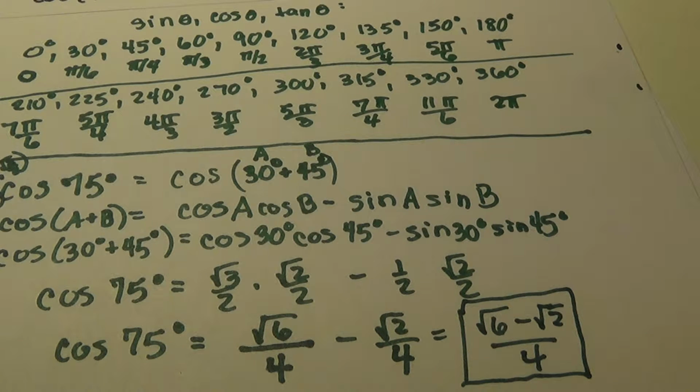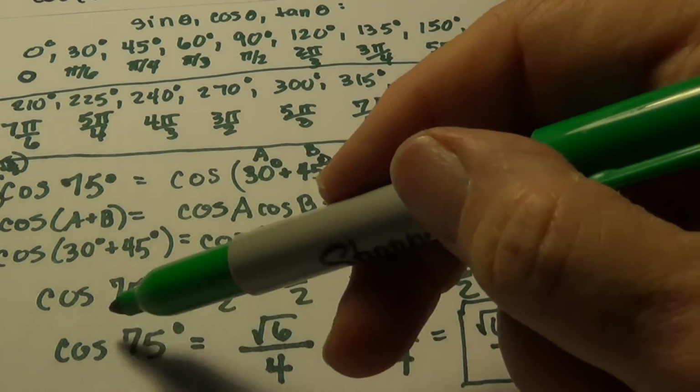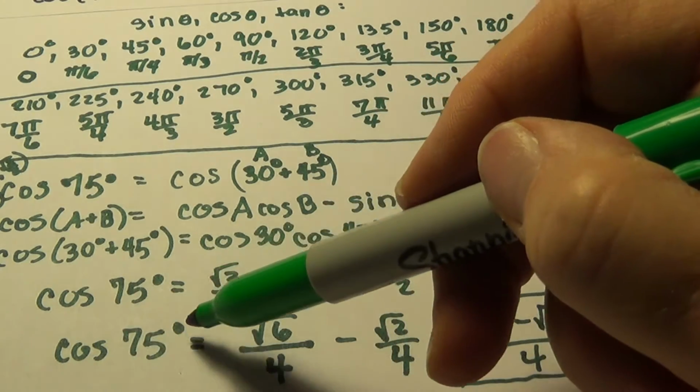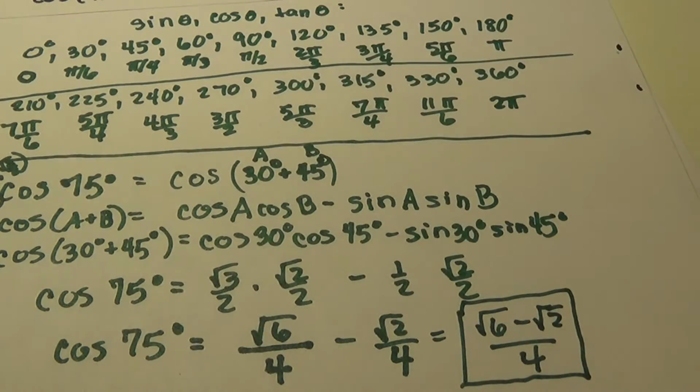No approximation about it. That is the exact one. And so look at that. Cosine of 75 before we couldn't do without a calculator, and now we can.